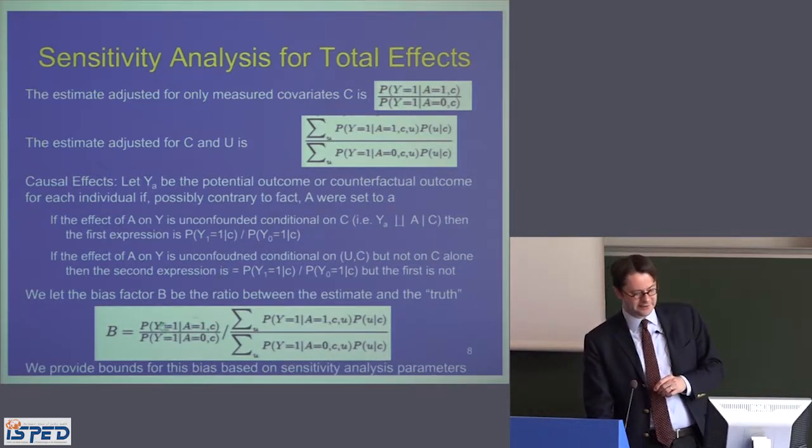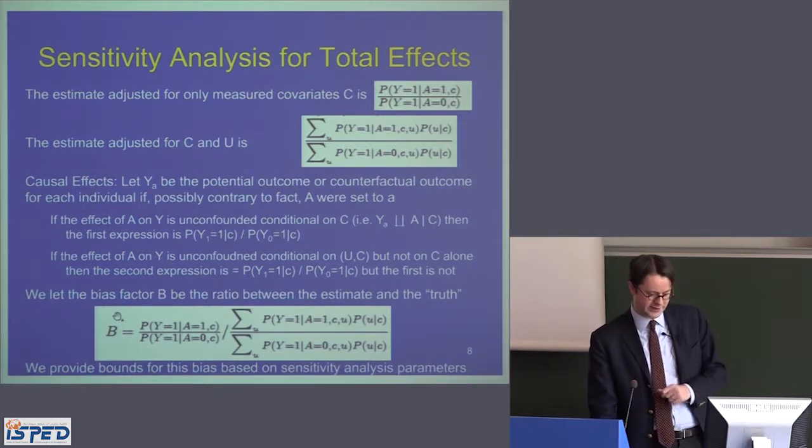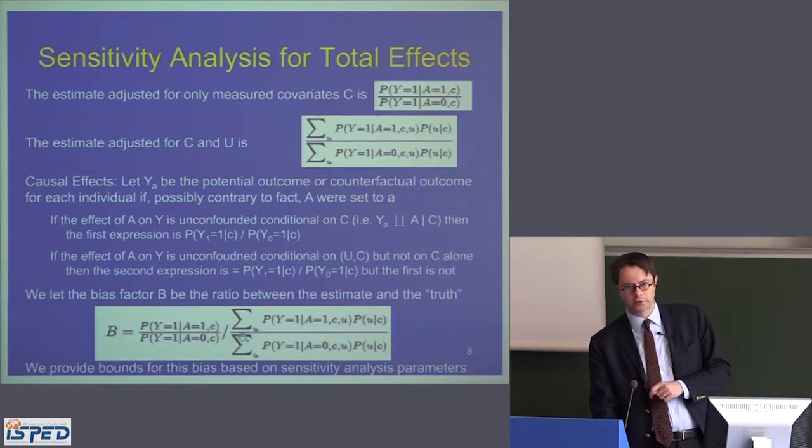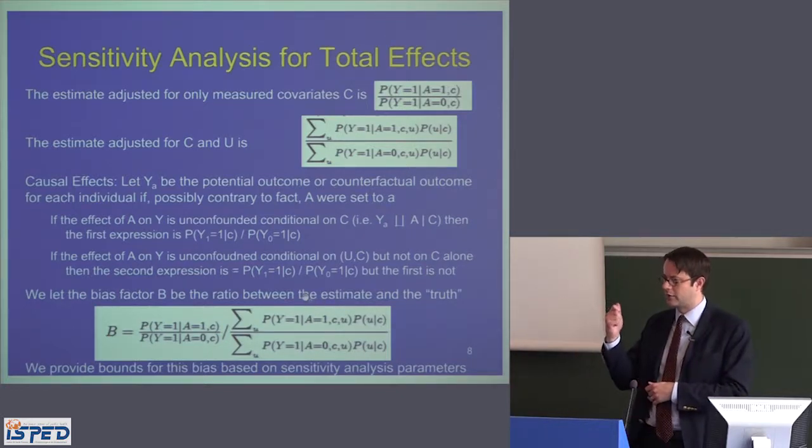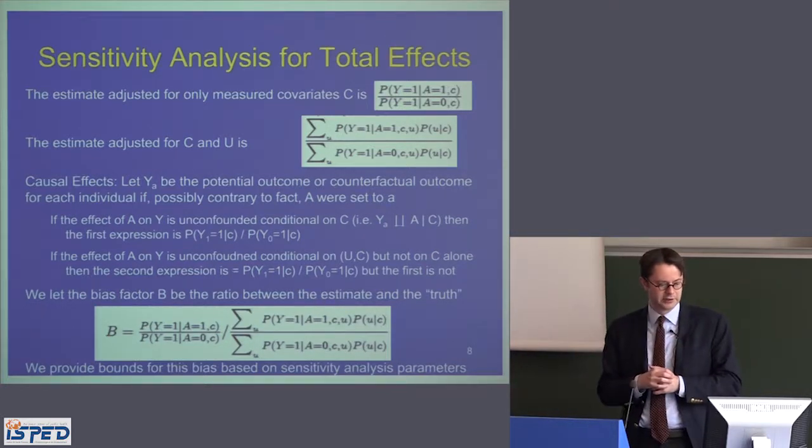And so what sensitivity analysis does, at least one approach to sensitivity analysis, is define a bias factor, which is the ratio between our observed estimate with the measured data, controlling only for measured covariate C, and compares that to what would have happened if we had been able to adjust for U as well, sort of the true causal risk ratio.